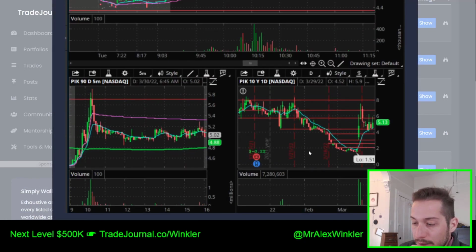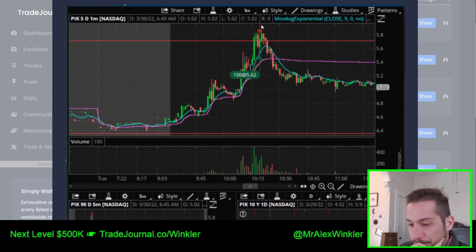PIK again with the really nice front sides. It totally missed the move. Yeah, that's a little disappointing.